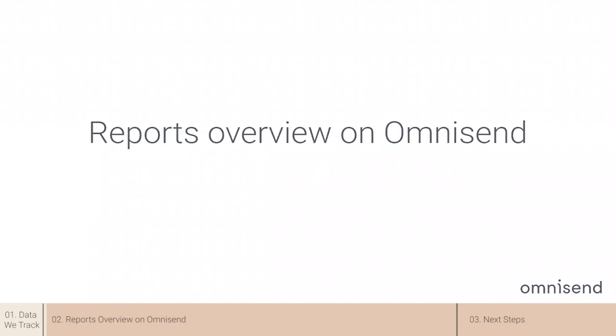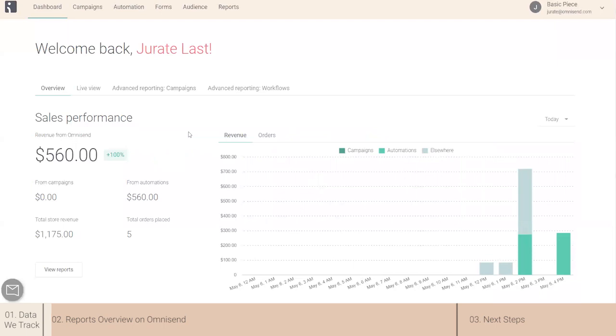Once you collect a few weeks of data on Omnisend, you can start analyzing how your store is performing, what works for you well, and the areas that you can actually improve. So the Omnisend dashboard actually shows the overall performance of your store. You can find it here in the dashboard. You will find sales performance graph, as I'm showing it here, where you can check the revenue from Omnisend. So you can see total revenue from Omnisend and percentage on how that increased throughout the period you selected. You can also see revenue from campaigns, from automation, and total store revenue.